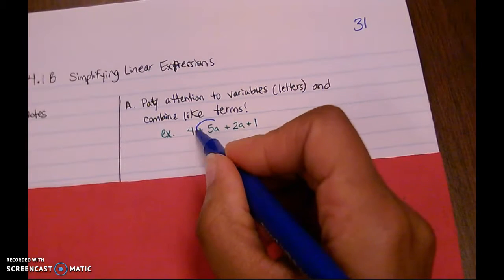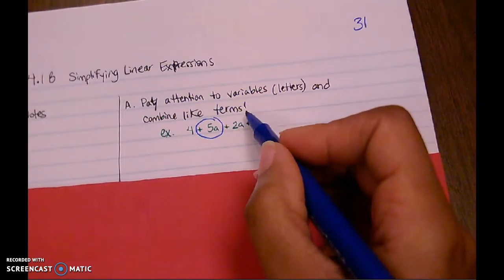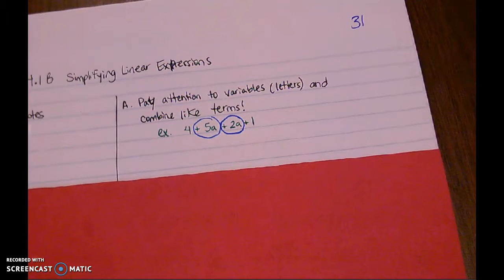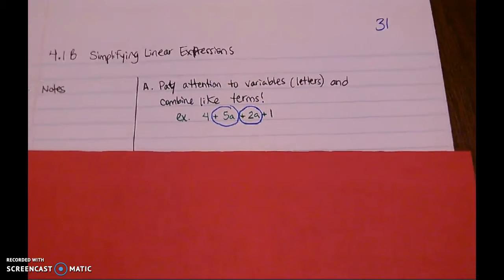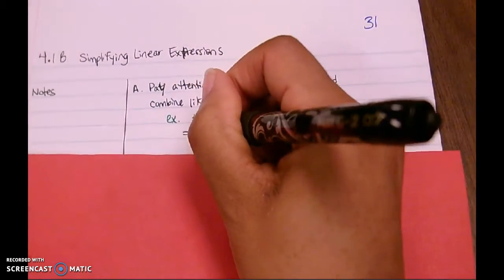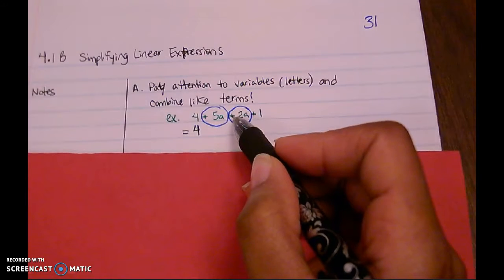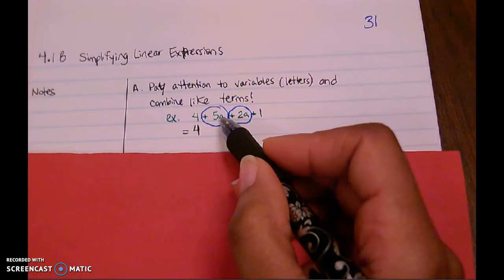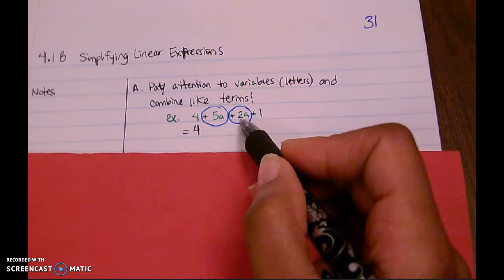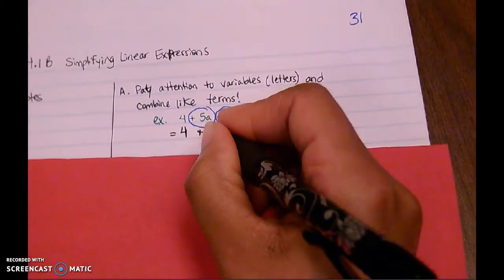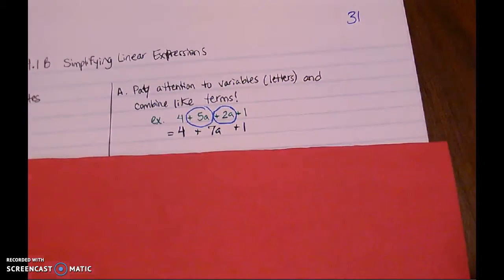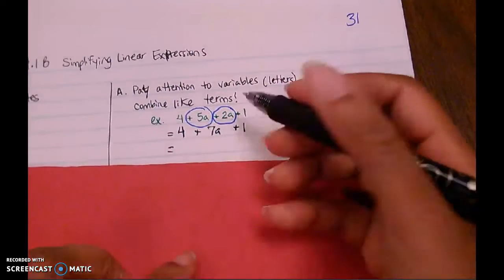We see that we have plus a and another plus a. So, the first thing we're going to do is draw our equal sign. We're going to bring down the 4, and we're going to combine these like terms. We can combine positive 5a plus positive 2a, which is going to give us a plus 7a, and we're going to bring down our 1, plus 1. Bring down our equal sign.